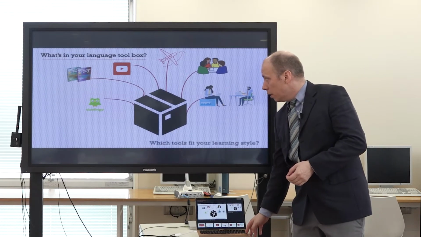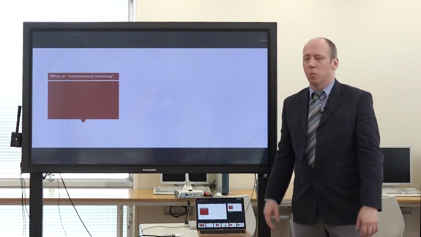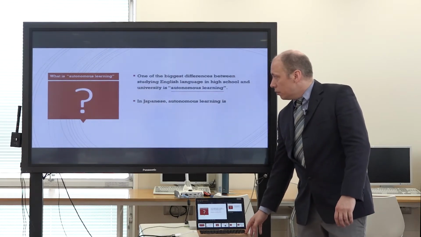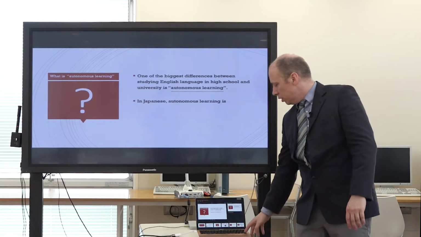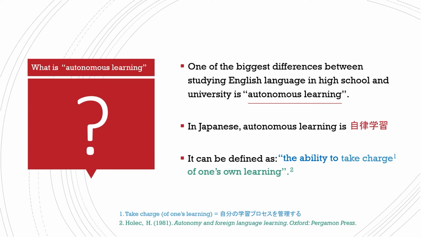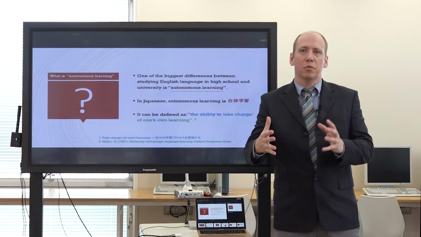So let's have a look at the next slide. So what is autonomous learning? What does it mean? So one of the biggest differences between high school and university is autonomous learning. And in Japanese, it means this one. So, if we define autonomous learning, it is the ability to take charge of one's own learning. What does this mean? Autonomous learning means you control your learning process.